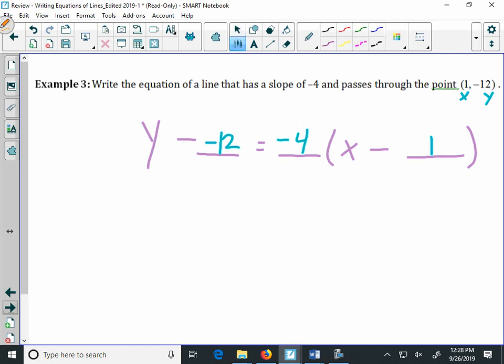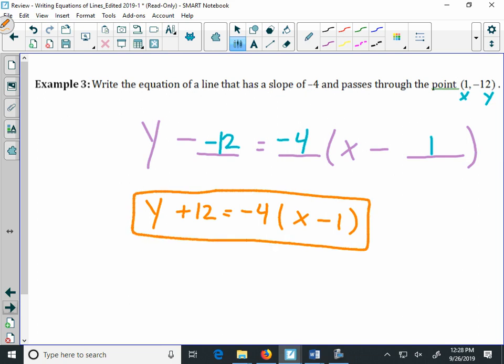We have a double negative here. What's it going to turn to? Positive. And everything else stays the same. That's a negative 4. Can't do anything with x minus 1. There's our answer. You don't have to solve for y. I know it seems very odd. You don't.